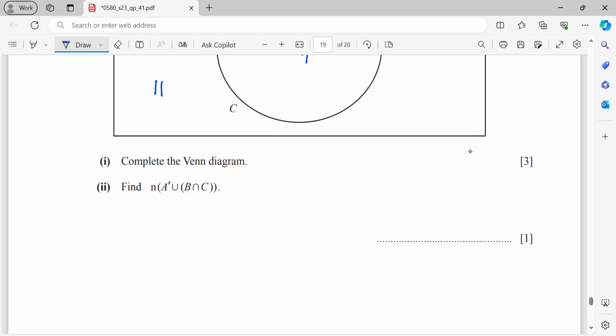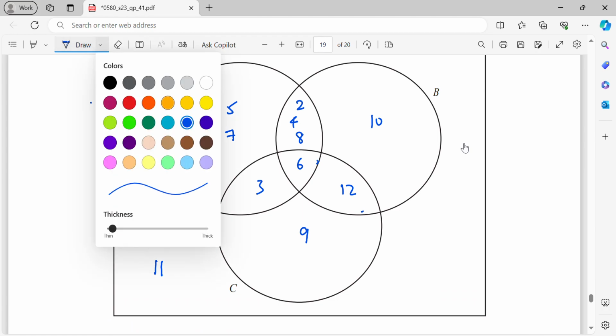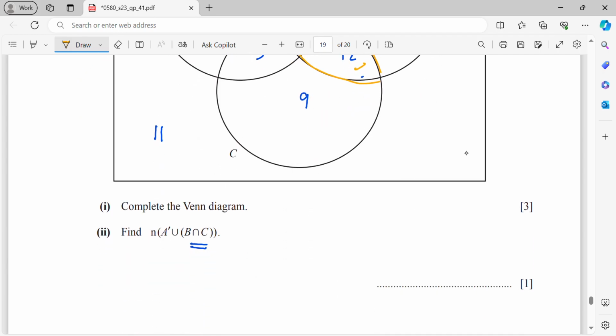Okay, now, first part done. Second part, find n. N means number of outcomes. A prime union B intersect C. Okay, firstly, I get B intersect C. So B intersect C based on the diagram, right? B intersect, this is B, intersect with C, that means 6 and 12. Right? So I will just write down B intersect C is 6 and 12.